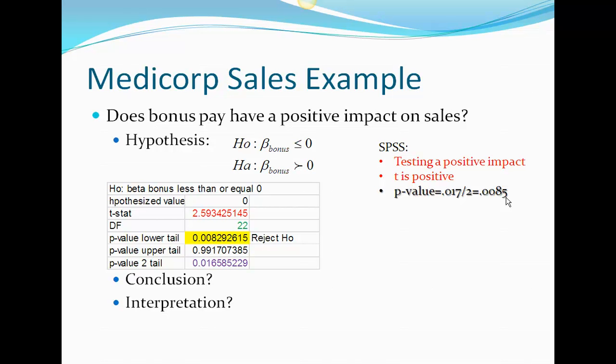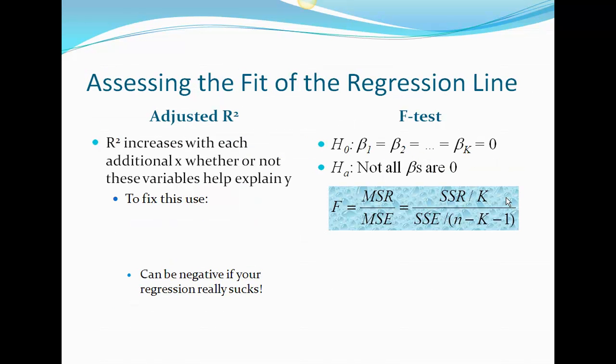So my conclusion here would be to reject H0, and my interpretation would be that bonus does have a positive impact on sales. And I would do the same thing looking at SPSS. I didn't copy that in there, but you saw significance. That p-value it gave you was 0.017. Since we're testing a positive impact, we take that 0.017 and divide by 2, and we come up with that same p-value lower tail of 0.008. So again, we would reject H0 and conclude with 95% confidence that bonus does have a positive impact on sales.